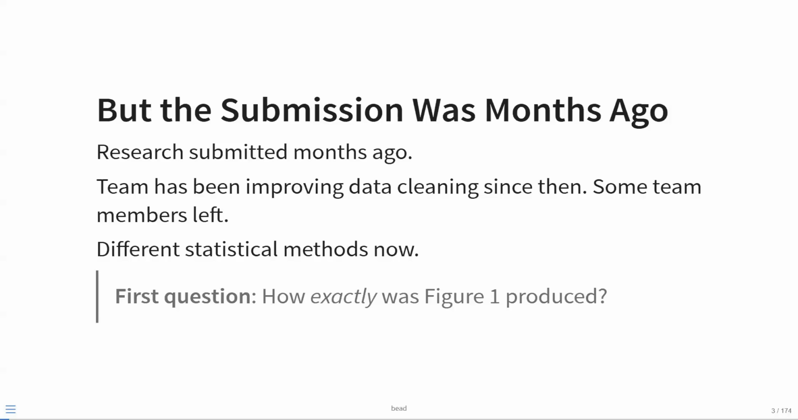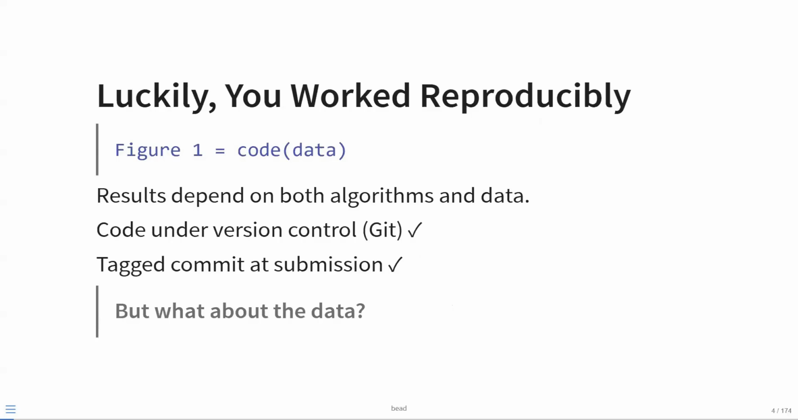But you work reproducibly, right? Your figure 1 is produced by some code from some data, and you follow best practices. So code is under version control, say git. Great. You may even have tagged the version that you actually submitted to the journal. Great. You can go back, and that's the version that we have. But what about the data?